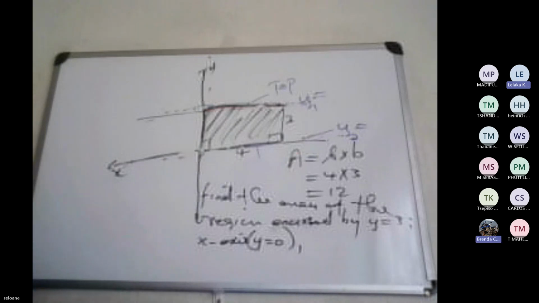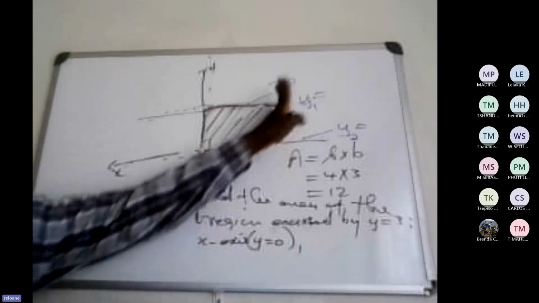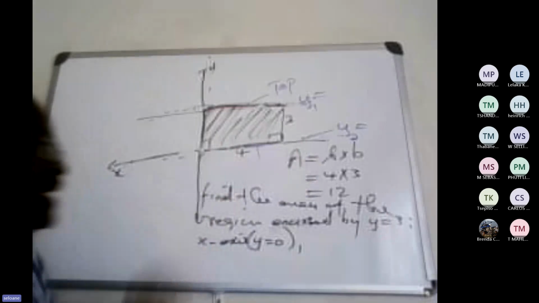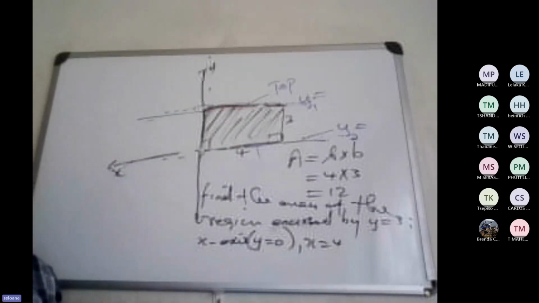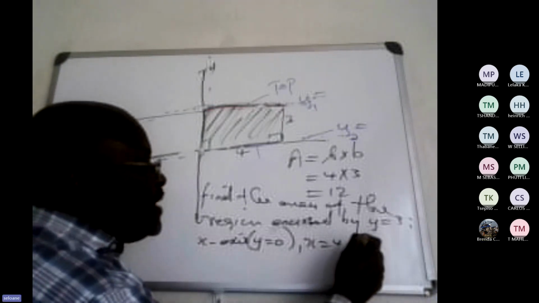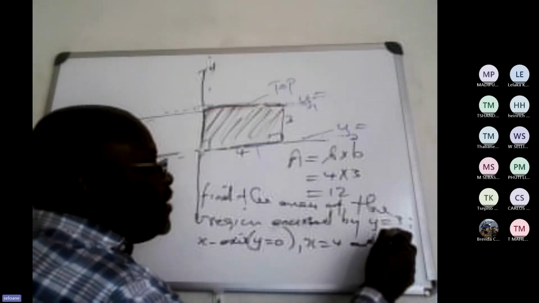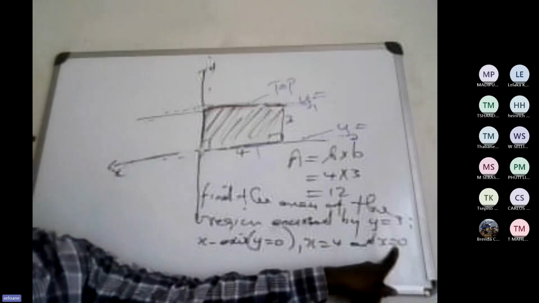X equals 4. That is x equal to 4. Is that all? And x equals 0. Don't forget x equal to 0.